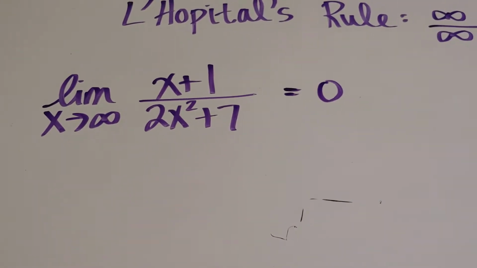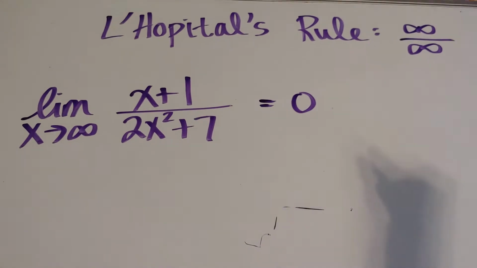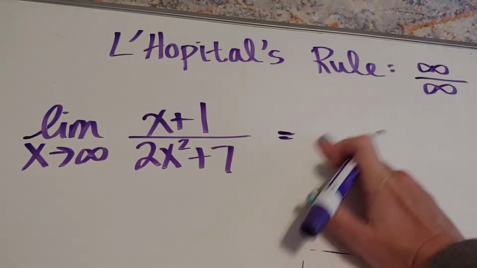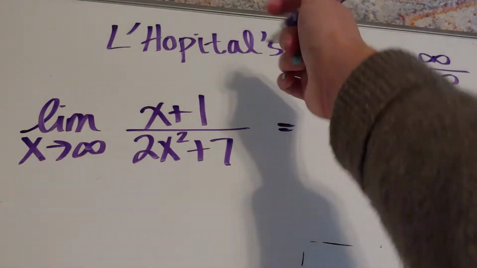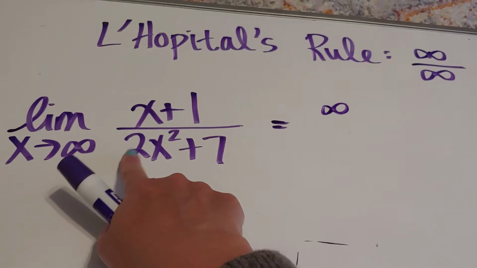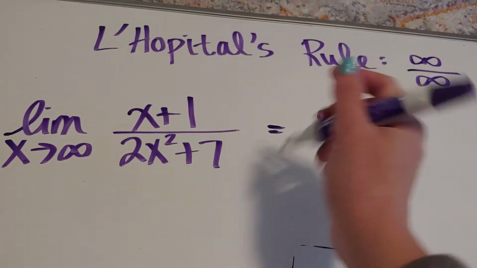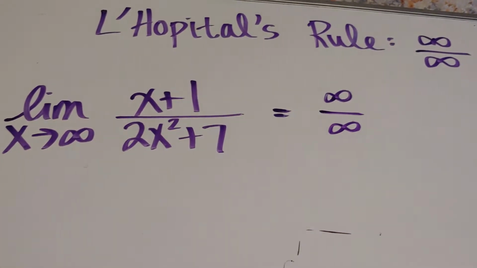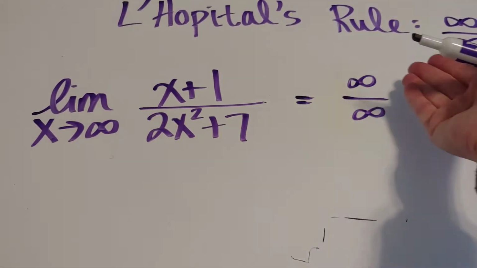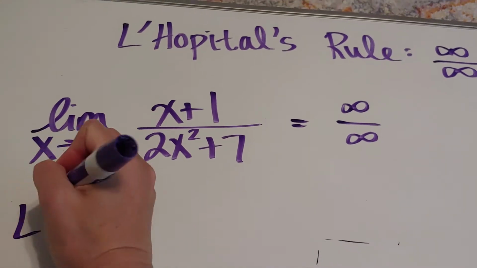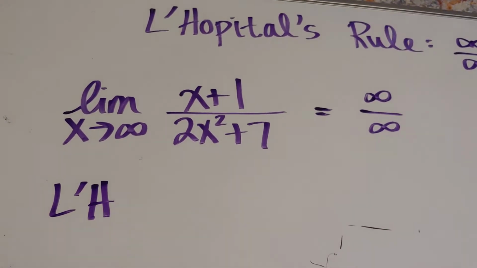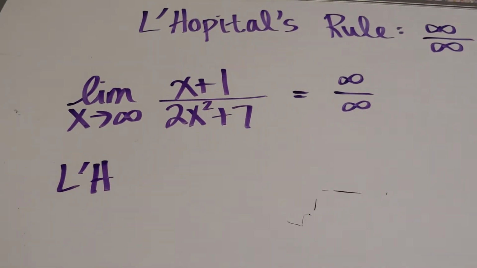However, it turns out that L'Hopital's rule works for the infinity over infinity case. So what that means is that when I plug in infinity, I get infinity plus 1, which is infinity. I got 2 times infinity squared plus 7, that's also infinity. Okay, so what you want to do is verify I have infinity over infinity. If I get that, I'm going to do L'Hopital's rule.